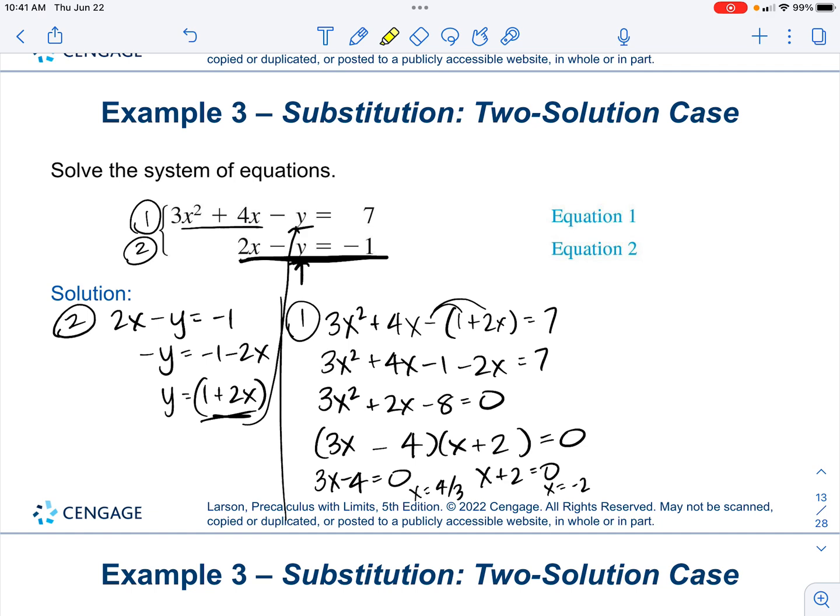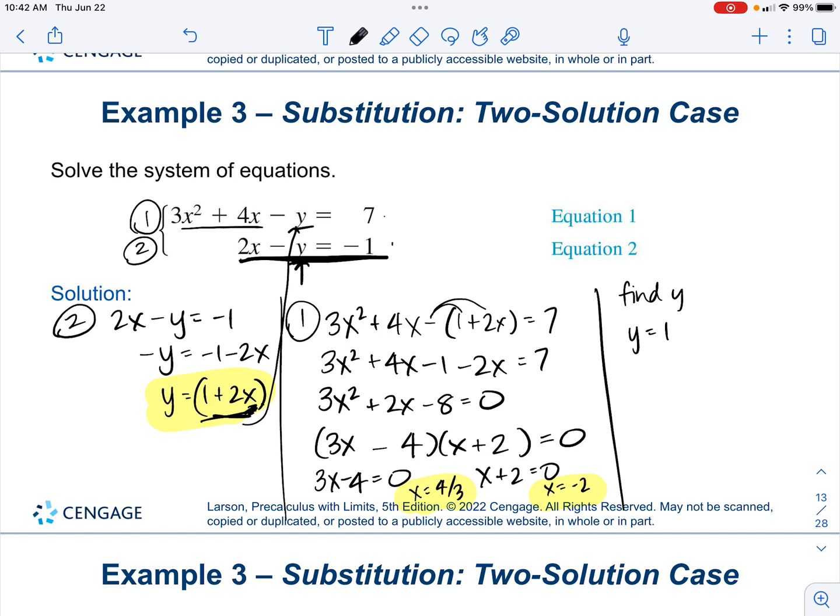I have this x value and this x value, and both of those x values need their own y values. So I'm going to go back to equation number 2, my edited version of it, where I solve for y, and I'm going to plug each of these x's in for x right there and get my y. You can plug it into equation 1, equation 2, or the edited version of either of those, and it works. So now I'll find y.